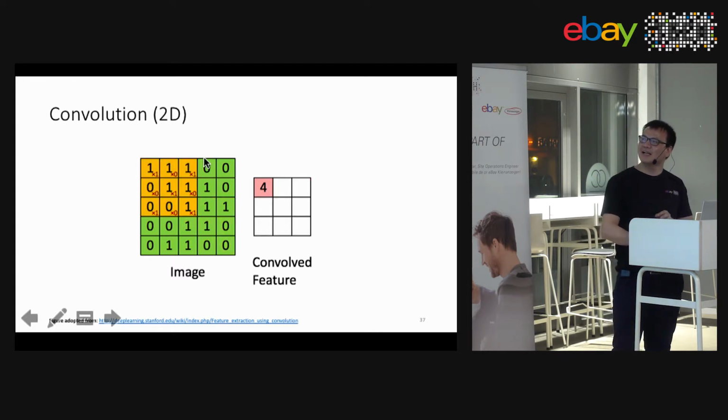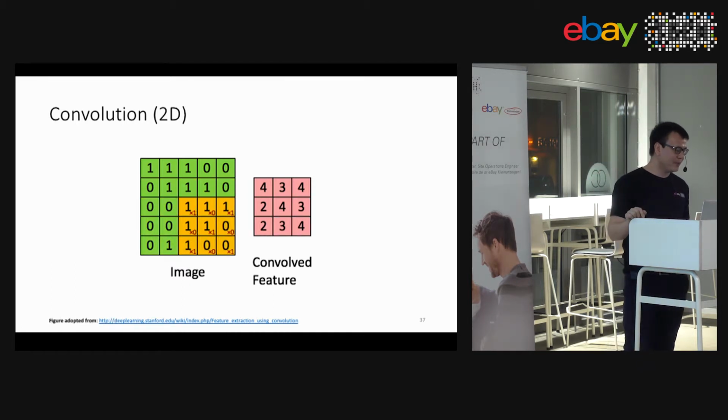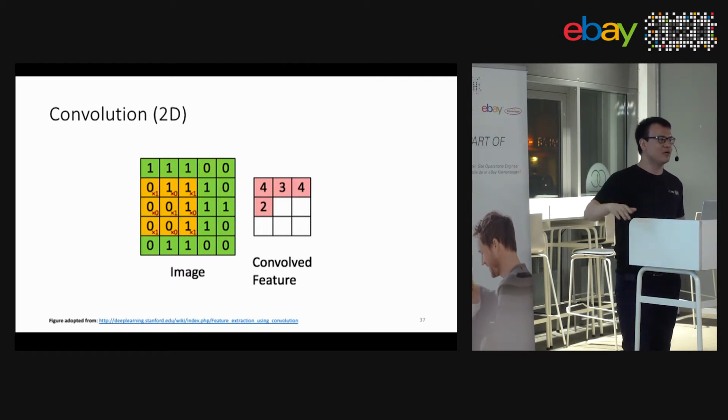This sliding window is moving. You can see it's sliding. It slides from the left top to the right bottom, first moving horizontally and then moving vertically.